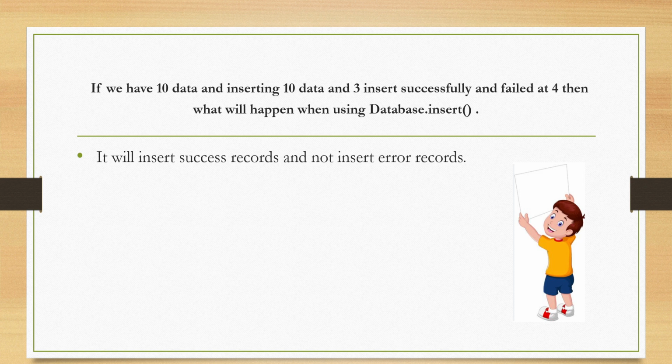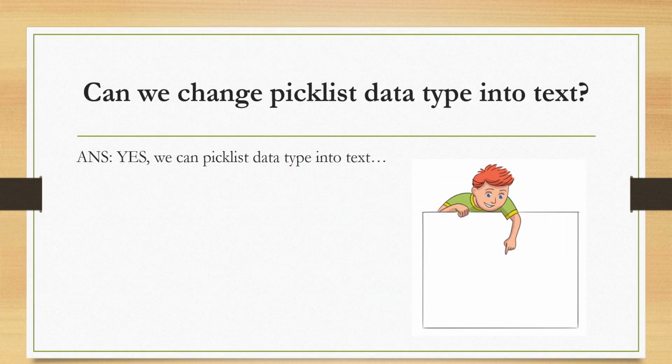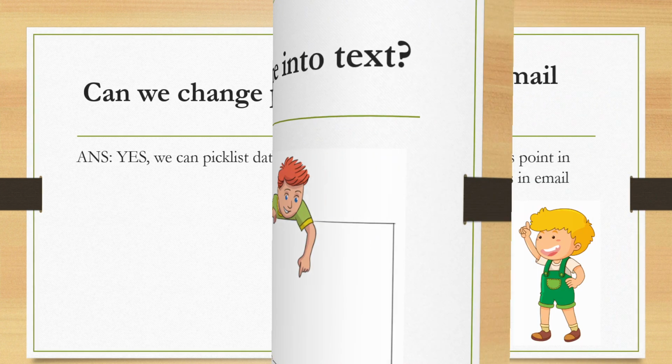If we are inserting 10 records and 3 are inserted successfully and 4 fail, then what will happen when using Database.insert? It will insert the successful records and not insert the error records. Can we change the picklist data type into text? Yes, we can change the picklist data type into text.